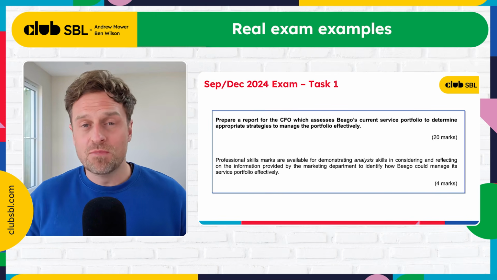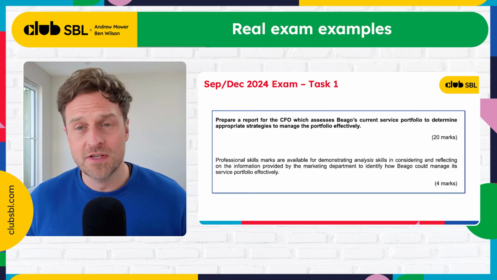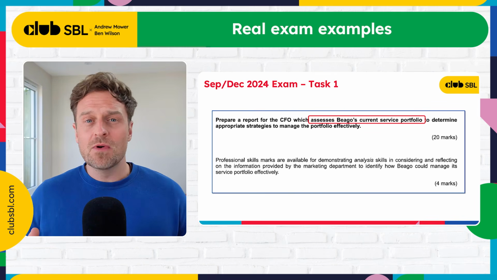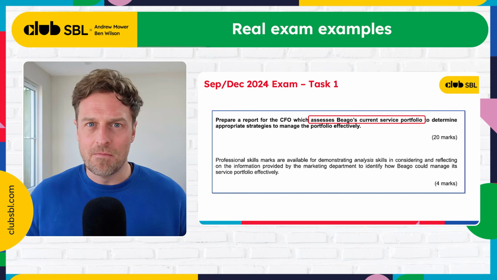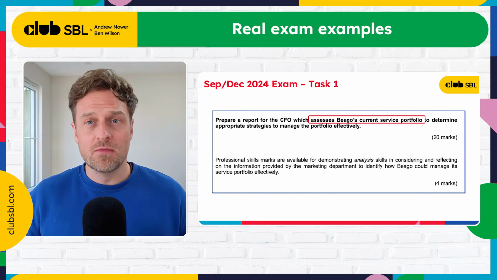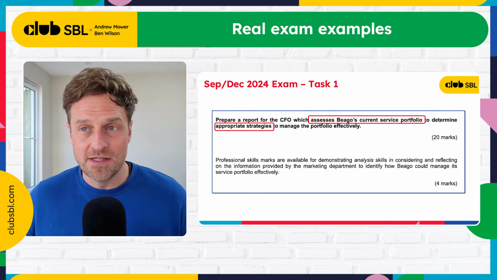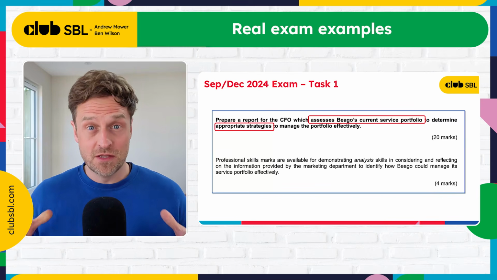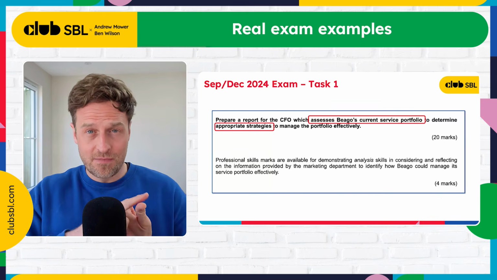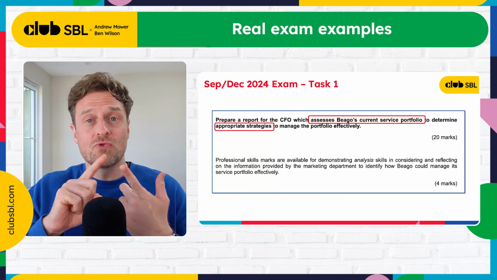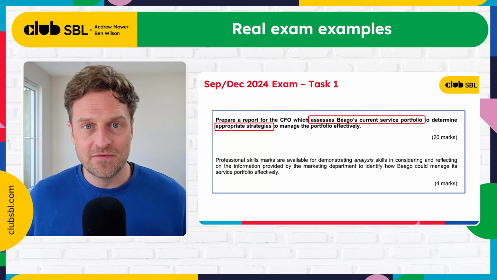And this requirement was prepare a report. So you need a report format, of course, for the CFO, which assesses Bego's current service portfolio. So they were a bit like an Uber, like a taxi company. So it was assessing their current service portfolio, and they wanted us to determine appropriate strategies to manage the portfolio effectively. 20 marks. So this is a big, chunky question. So it was assessing their portfolio, what they're currently doing, and then suggesting or determining appropriate strategies to manage the portfolio effectively as well. So we've got a couple of things going on there, and 20 marks.